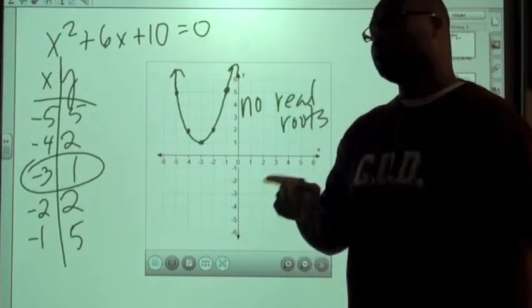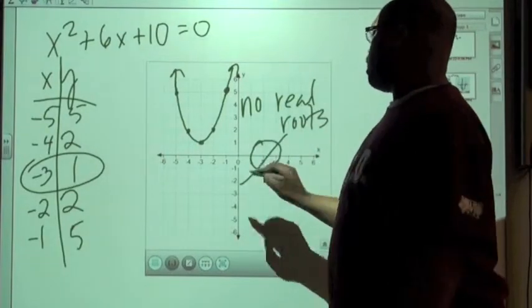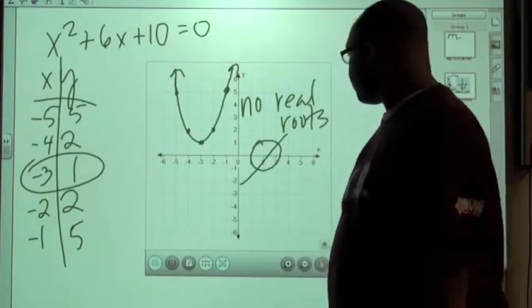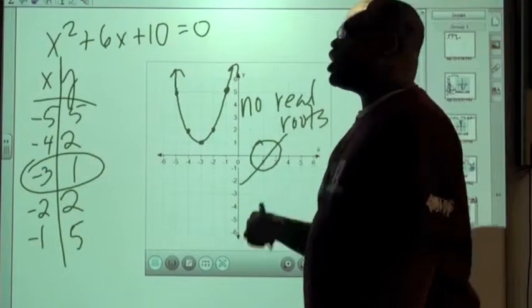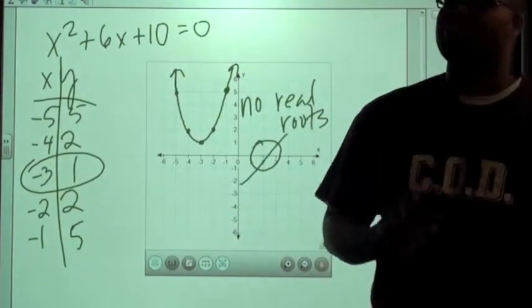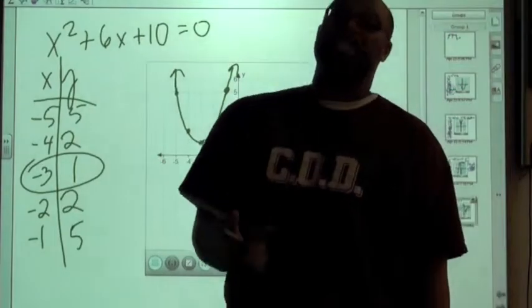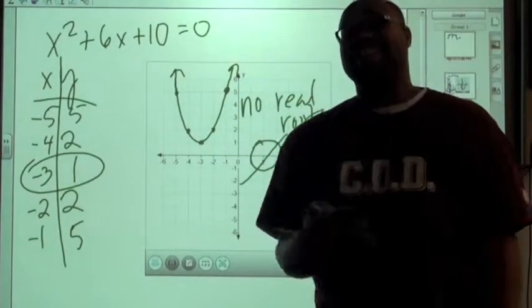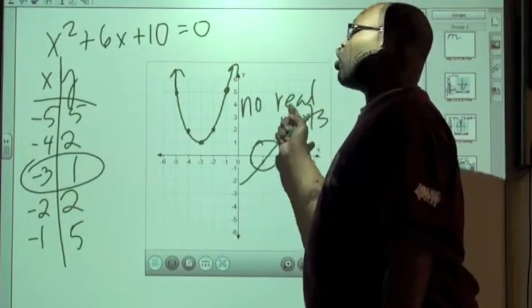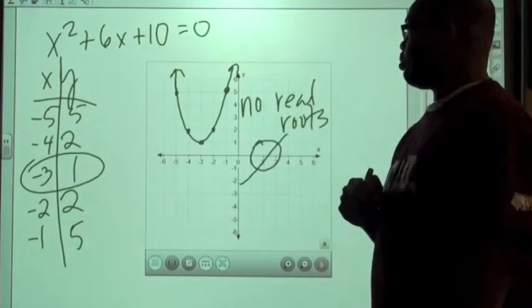Your book uses a symbol to describe that. They use that symbol there, null set. But I want you to know that means there are no real roots. It doesn't mean the roots aren't there. It means the roots aren't real numbers. The roots are going to be complex numbers or imaginary numbers. But that's okay. We're not going to get into that now. I just need you to know that there are no real roots.